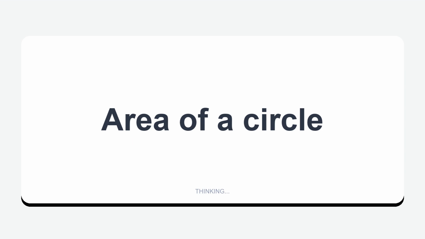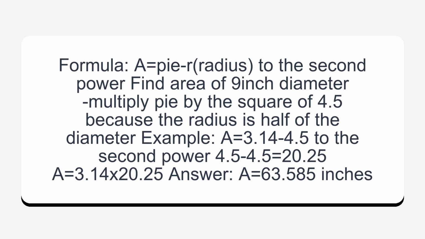Area of a circle. Formula: A equals pi r, radius, to the second power. Find the area of a 9-inch diameter. Multiply pi by the square of 4.5, because the radius is half of the diameter. Example: A equals 3.14 times 4.5 to the second power. 4.5 times 4.5 is equal to 20.25. A equals 3.14 times 20.25. Answer: A equals 63.585 square inches.